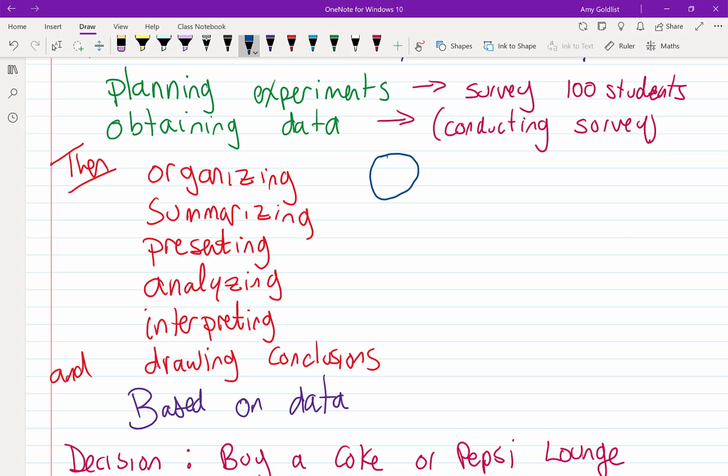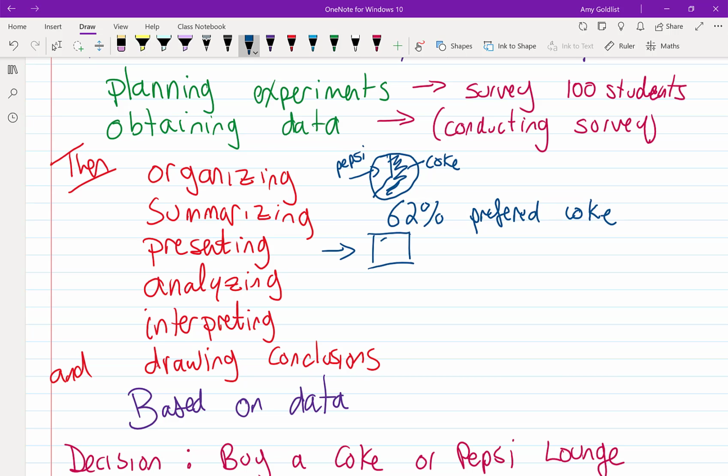Organize it might be doing something like this, making a pie chart where this is Coke and this is Pepsi. So I've made myself a little pie chart here. I've summarized it by putting in a summary statement like 62% preferred Coke. Now we can present that either in something like a dashboard, we'll make a little report, tell other people about it. Everything we've done so far is part of our first part of this course, which is called Descriptive Statistics.